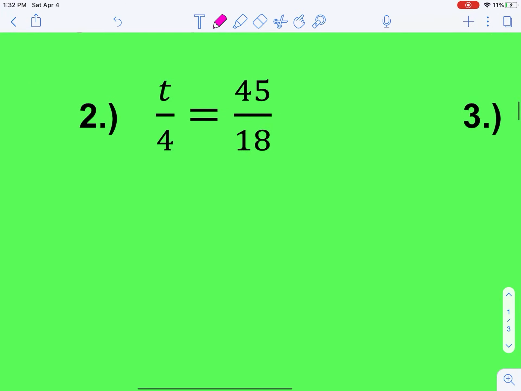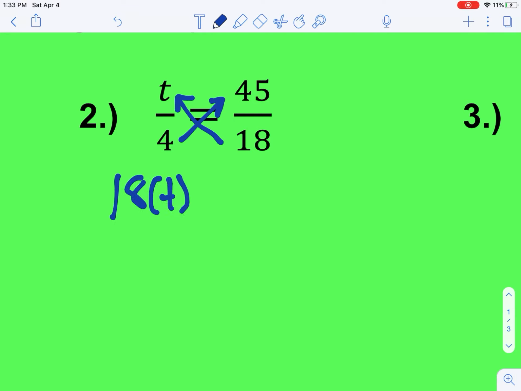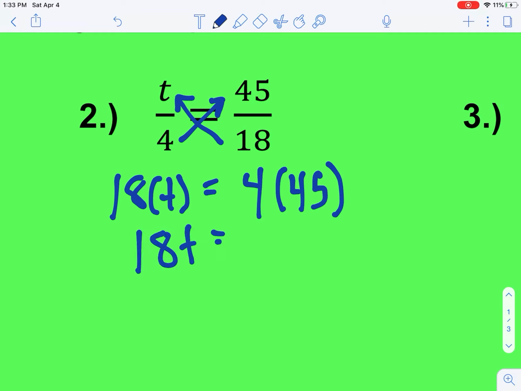Number 2. t over 4 equals 45 over 18. So I'm going to draw my diagonals, and I'm going to write down my cross products. So I have 18 times t, and I'm just following the arrows, equals 4 times 45. So I'm going to clean this up. 18 times t is 18t, and 4 times 45 is, let's see, what's that, 180?